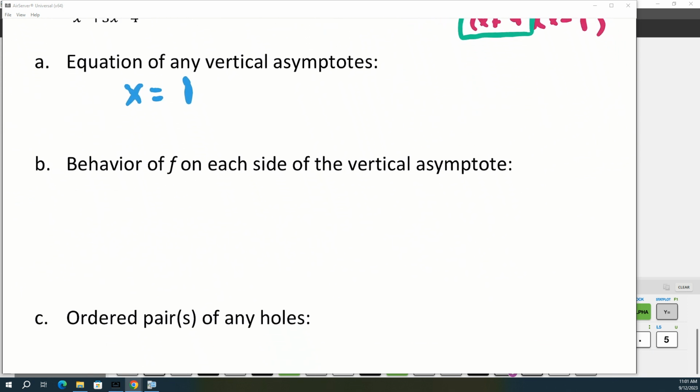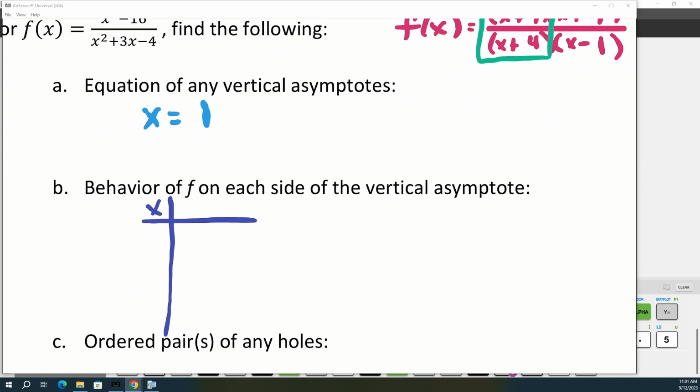All right. And then I'd say today, this part right here might be the most challenging part. So what we're going to do is describe the behavior on each side of the vertical asymptote. Because I know it's a vertical asymptote, I know that on each side it's either going to go towards infinity or negative infinity. So I'm going to plug in a number on the left side of 1, and a number on the right side of 1. And it needs to be pretty close to 1.